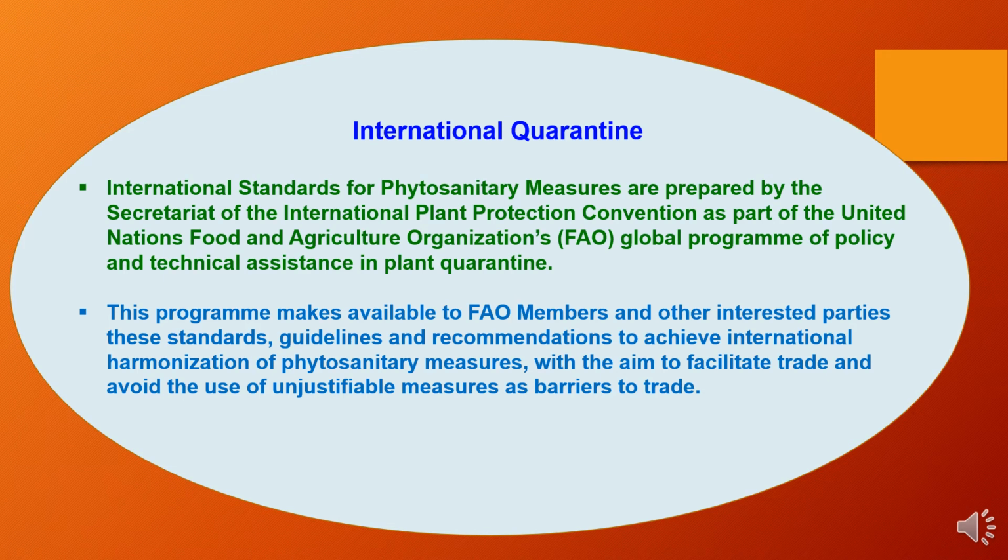Here to study about international quarantine. International standards for phytosanitary measures are prepared by the Secretariat of the International Plant Protection Convention as part of the United Nations Food and Agriculture Organization's FAO Global Program of Policy and Technical Assistance in Plant Quarantine. This program makes available to FAO members and other interested parties these standards, guidelines and recommendations to achieve international harmonization of phytosanitary measures, with the aim to facilitate trade and avoid the use of unjustifiable measures as barriers to trade.